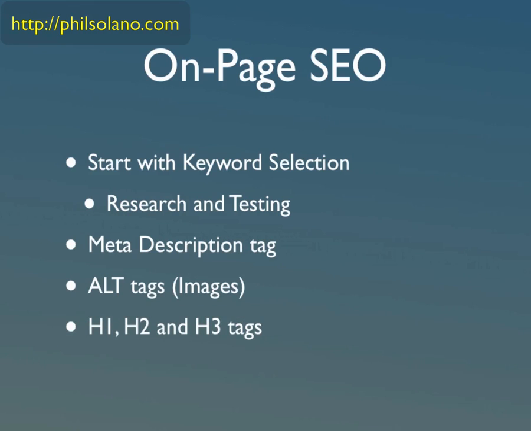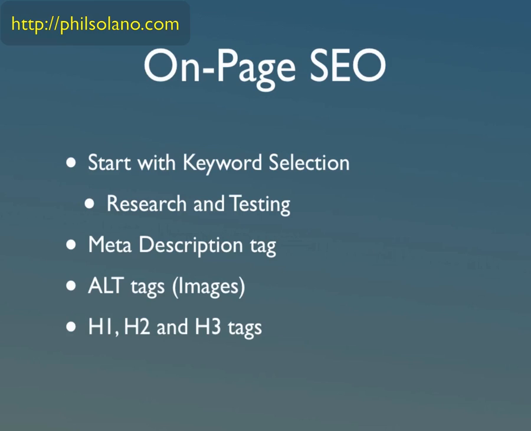H1, H2 and H3 tags are known as the header tags, hence the H. And these are basically just the titles or the subtitles of your article. Let's say, for example, you have an article on gardening tools, so the H1 tag could be the title of the article, i.e. gardening tools. The H2 tag then may be for a subheading for that.